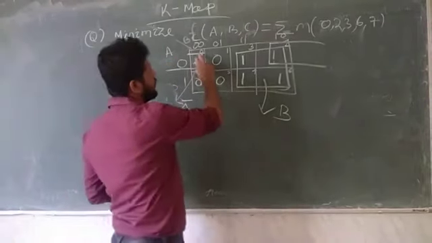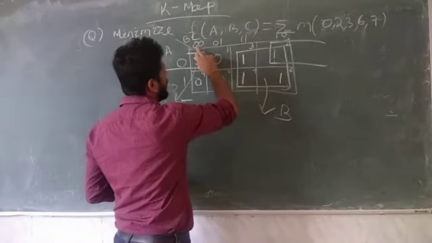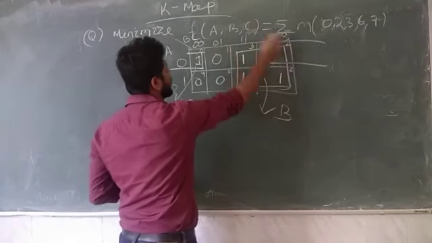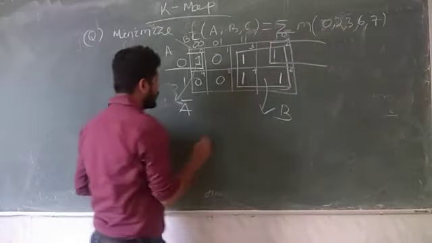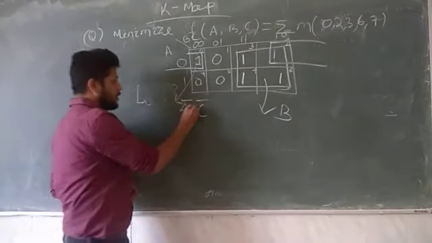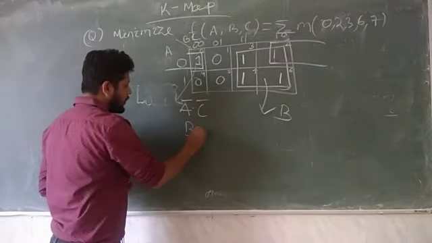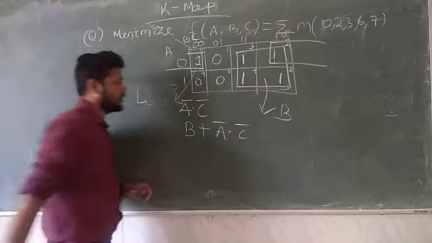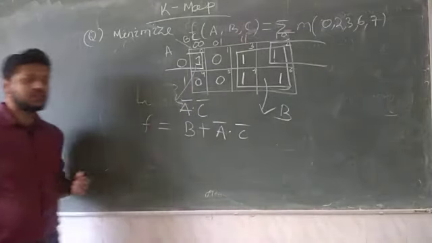Then we need to see between 000 and 010 that B is changing but C is constant. C is constant means 0, here also 0, so C bar. So A bar and C bar. The expression will be B plus A bar C bar. So finally this minimized expression F is equal to B plus A bar C bar.